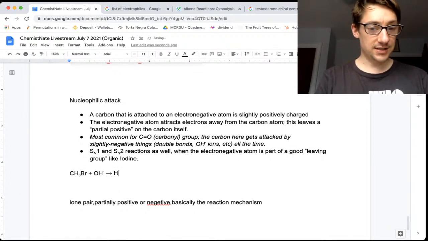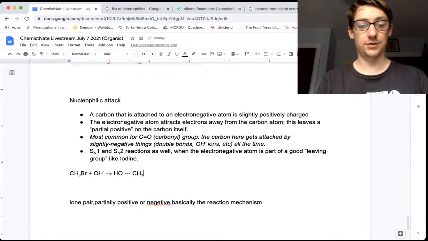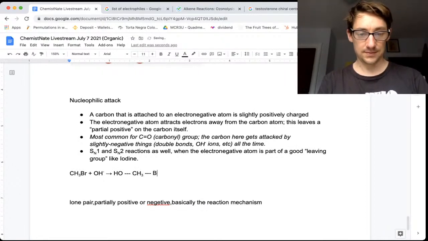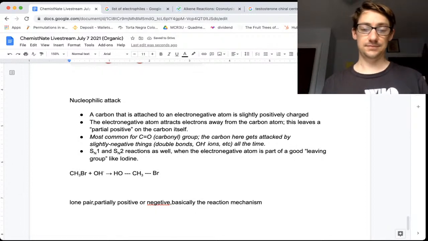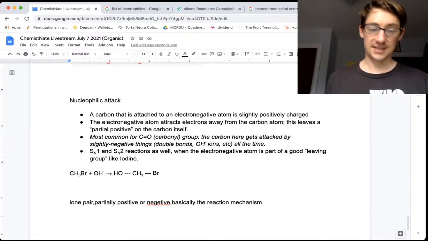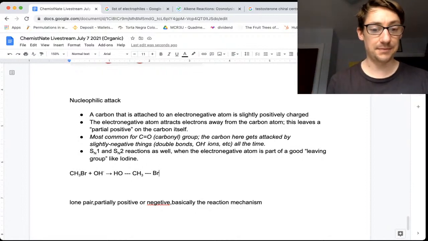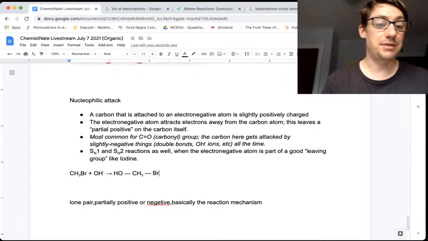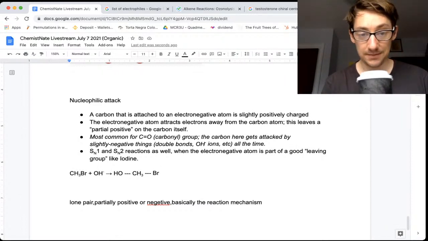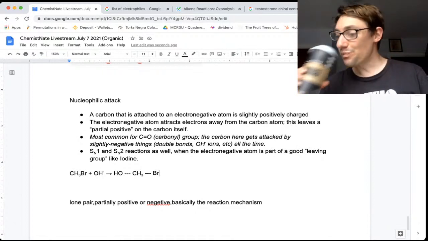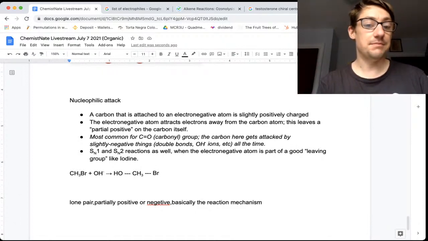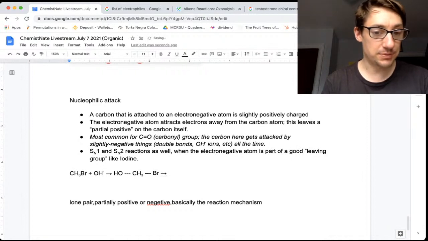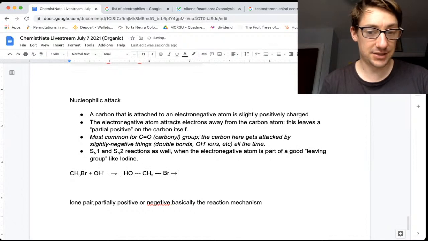So the OH ends up attacking the carbon. It's still connected to its 3 hydrogens. And then the Br is kind of getting kicked off at the same time. But the Br is inviting itself to get kicked off because of the delta plus that it's leaving on carbon. It's the minus charge on the OH minus that attacks the delta plus charge on carbon.